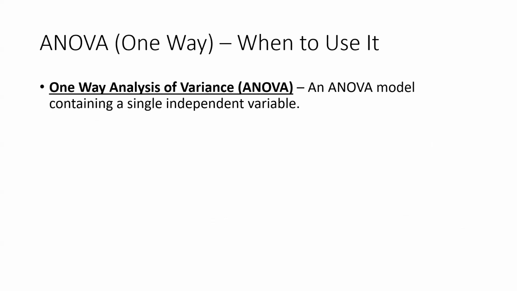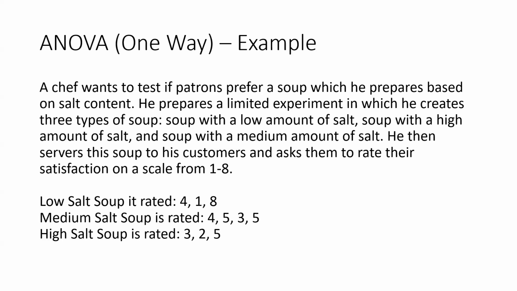So what is an ANOVA? When do we use it? An ANOVA is a one-way analysis of variance, also known as ANOVA. An ANOVA model is going to contain a single independent variable. And we'll talk more about ANOVA at length in a later lecture, which will be dedicated just to the ANOVA process. But you can think of ANOVA sort of like a t-test, except with multiple categories, at least as far as the one-way ANOVA is concerned.